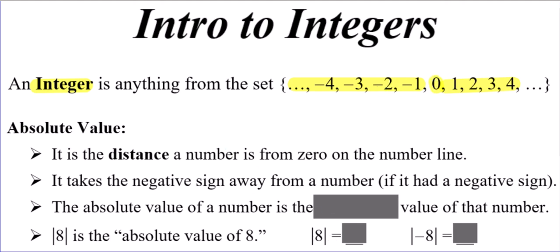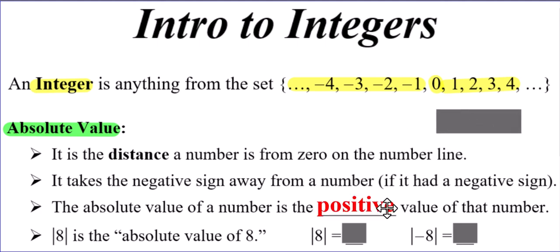All right, from 6th grade math, absolute value. What is it? It is the distance a number is from 0 on the number line. It will basically take the negative sign away from any number that had a negative sign. And so let's go ahead and fill in the blank here. The absolute value of a number is the positive value of that number. The only difference would be the absolute value of 0 would be 0. And I do not have that for you on these guided notes, but not that big of a deal.